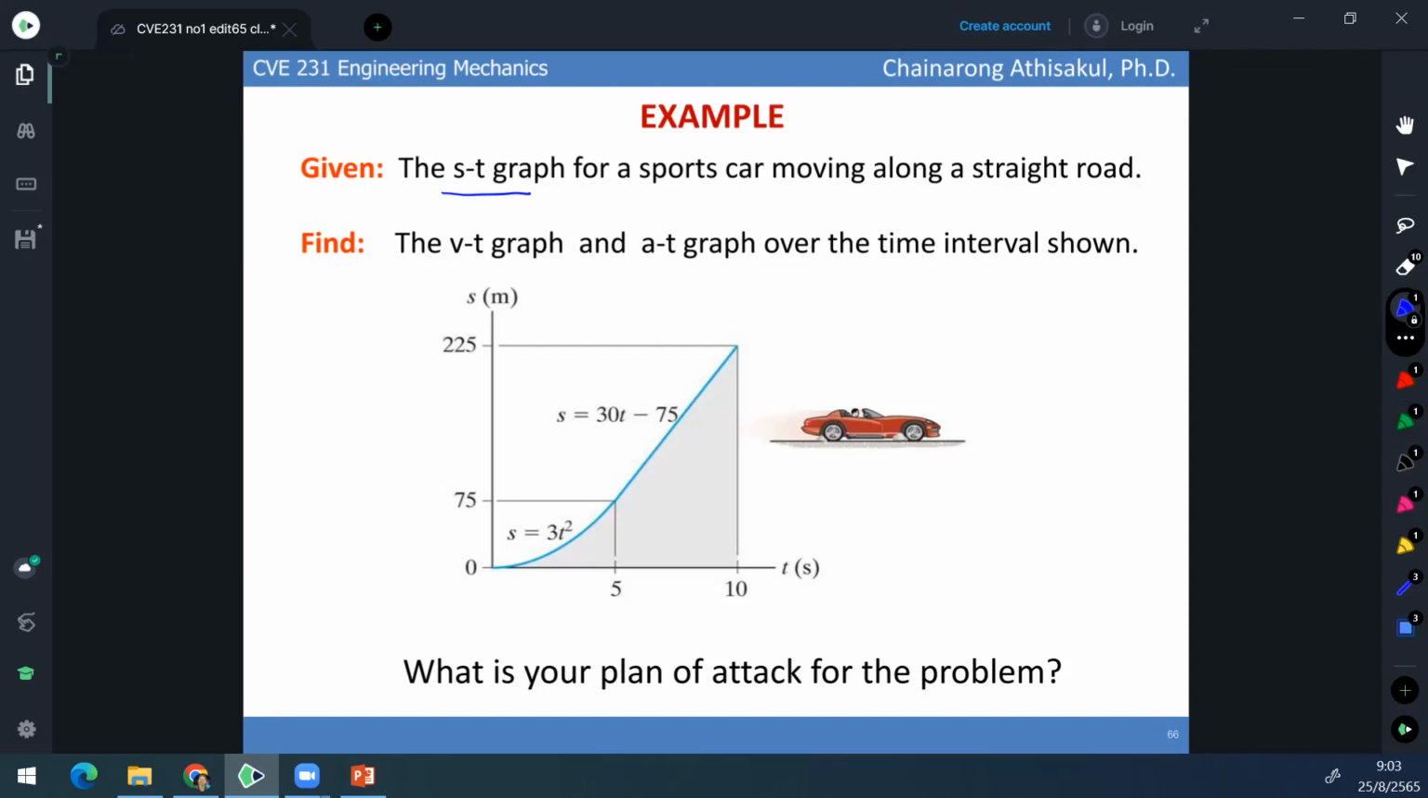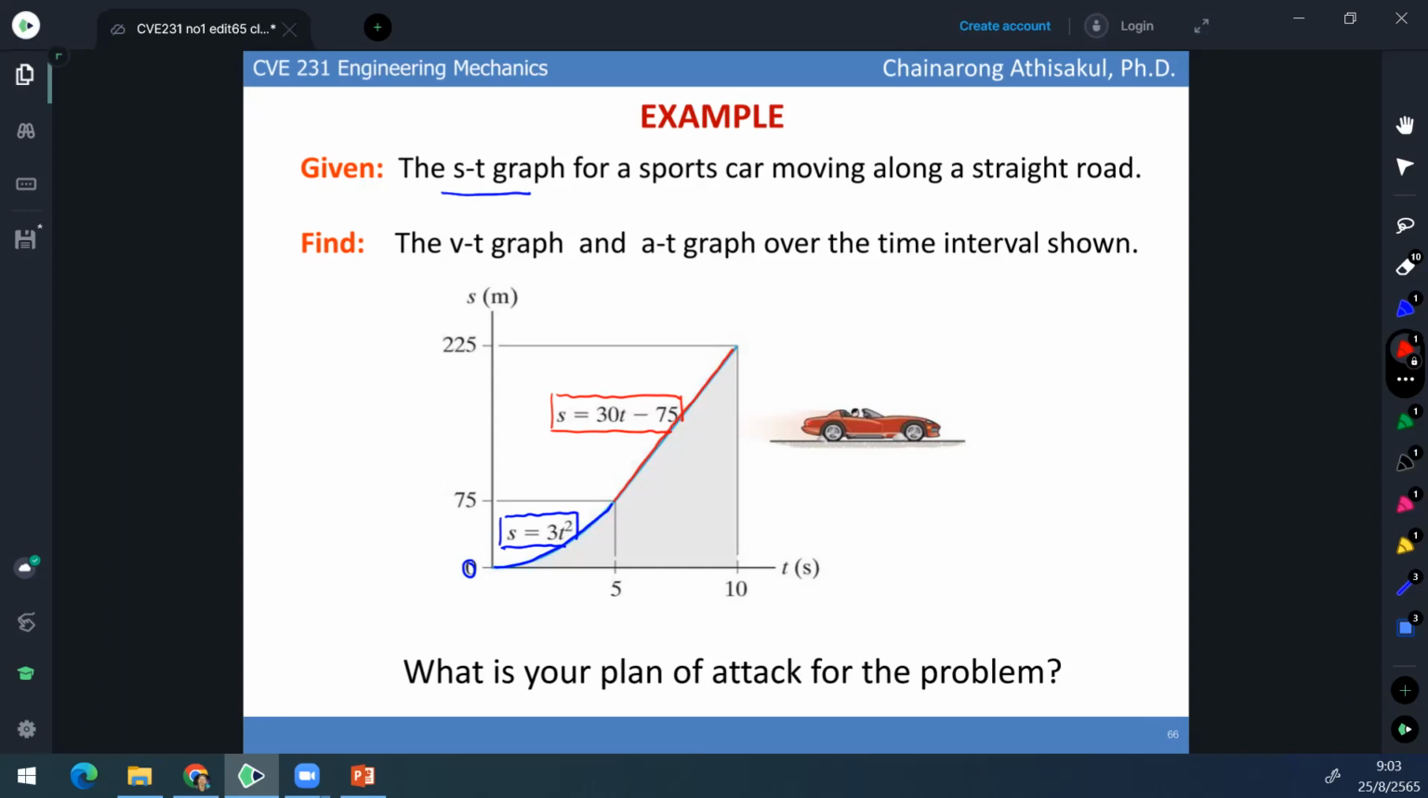It's defined by two functions. From time equal to 0 to 5, the position is defined by this equation: s equal to 3t squared. And from time equal to 5 to 10, the position is defined by this equation instead, which is the linear function s equal to 30t minus 75.